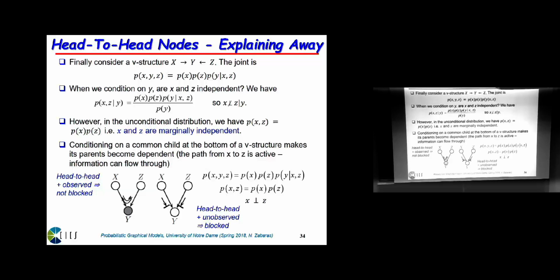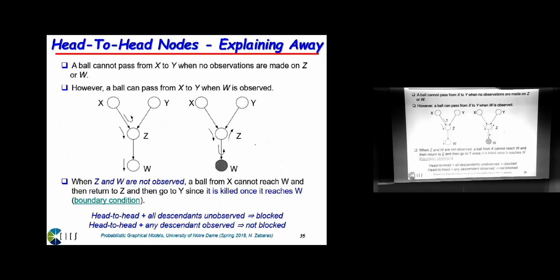If you have head-to-head, you have two causes of Y. The path is blocked when Y is not observed, which is the opposite from all the previous cases. If Y is observed, then the ball can go through. So it's the opposite from the other case. X and Z are marginally independent, but if you try to establish conditional independence given the evidence Y, X is not conditionally independent of Z. And we talked about this.